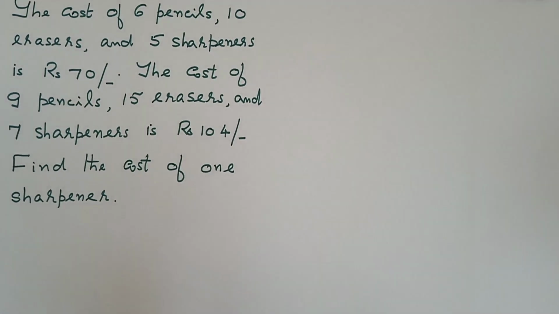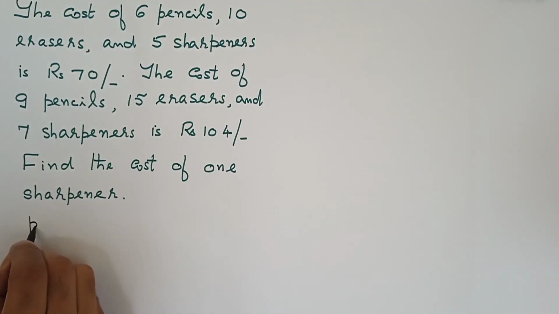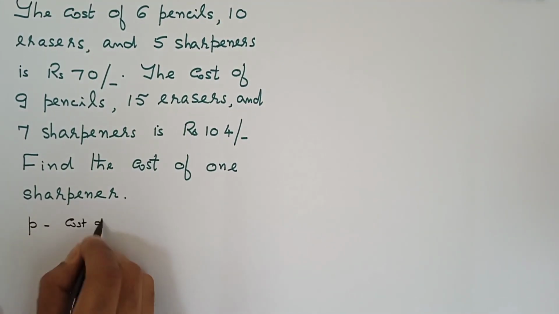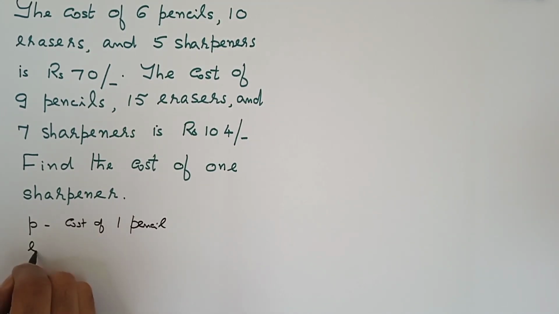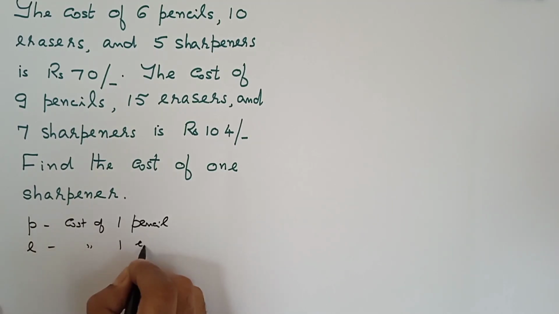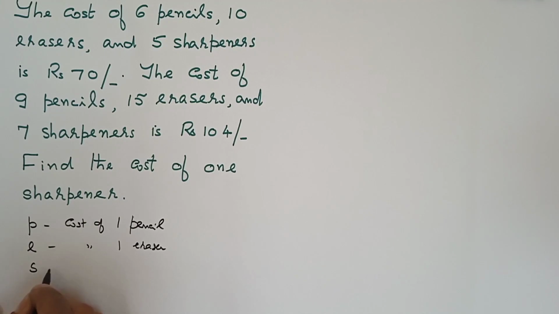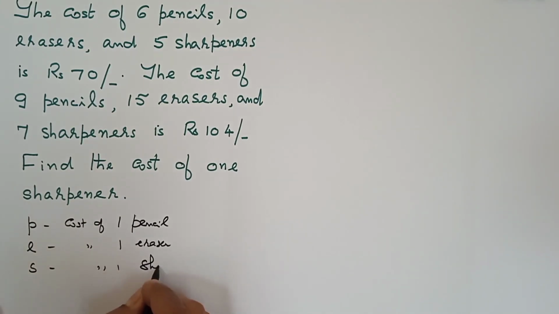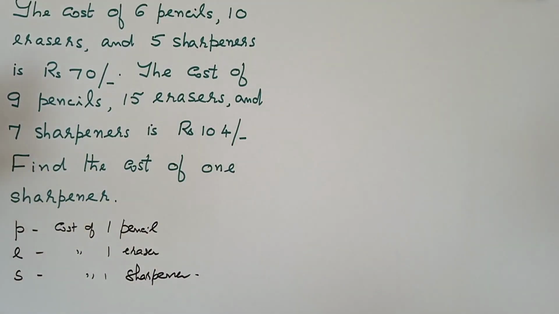So what do you do in such cases when you don't know the quantities of certain items? You use some variables to represent them. For example, let P be the cost of 1 pencil. Similarly, E be the cost of 1 eraser. Then what else? S is the cost of 1 sharpener. Now, using these variables and whatever is given in the problem, let's form some equations.